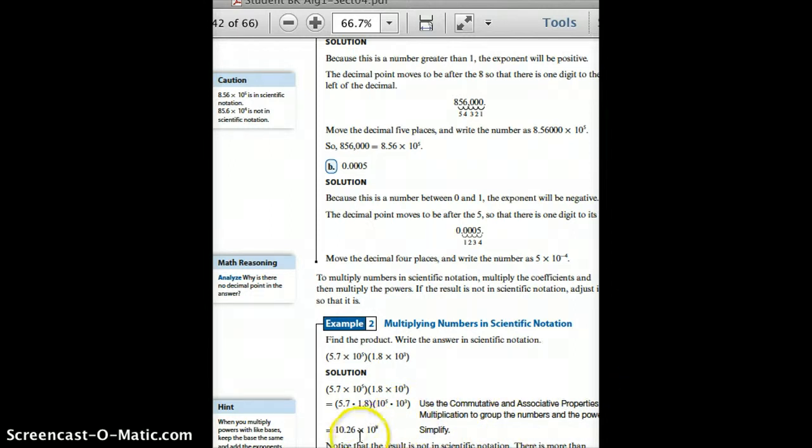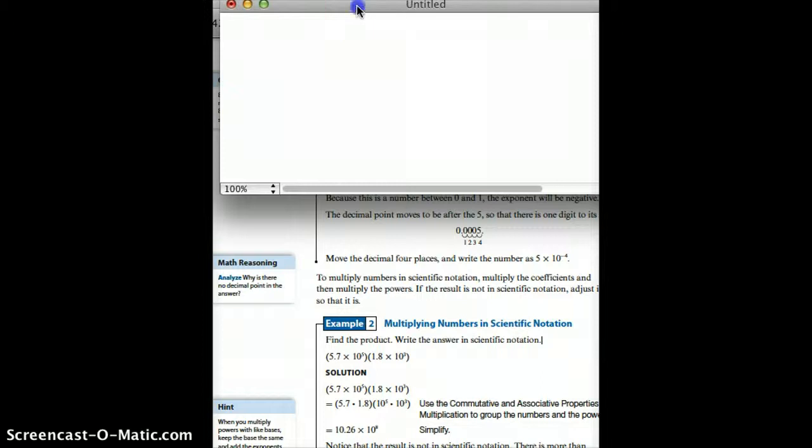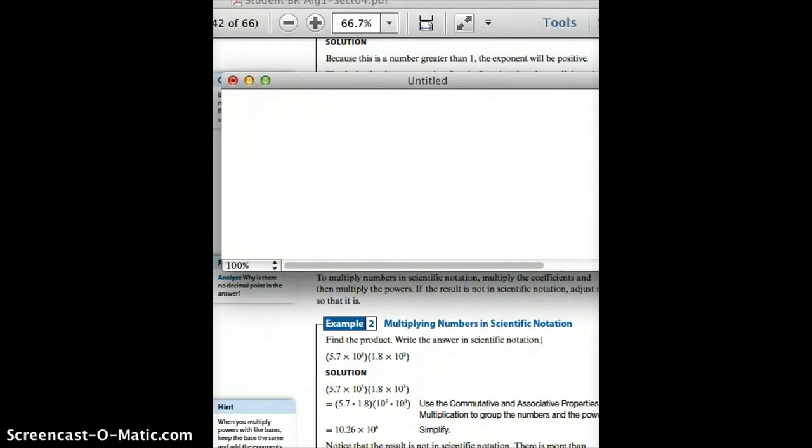So what happened then was they went ahead and multiplied 5.7 times 1.8. They got 10.26. And 10 to the 5th times 10 to the 3rd, you would add exponents. That's why it becomes 10 to the 8th. So the answer is 10.26 times 10 to the 8th. But then notice that that is not in scientific notation.